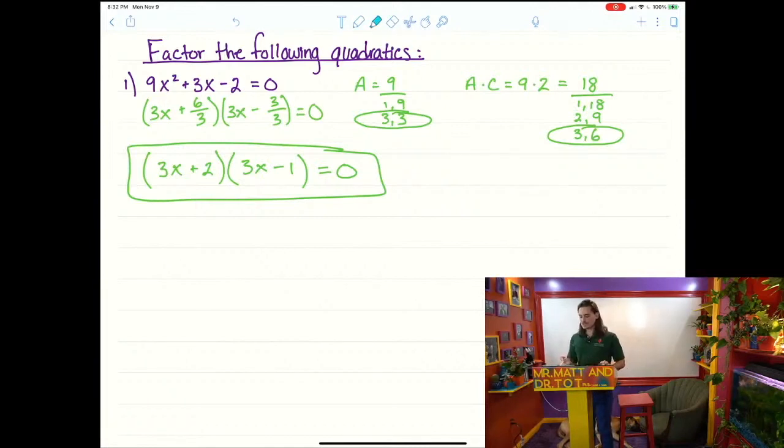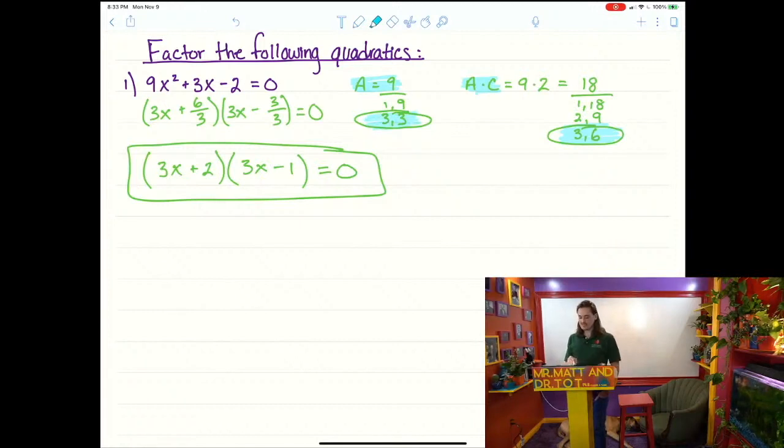Okay, so recognizing that our a value is equal to 9, we're going to find the factored pairs of a. So our factors of 9 are 1 and 9, 3 and 3. Our factors of a times c is 9 times 2, which is 18. So our factors of 18 are 1 and 18, 2 and 9, 3 and 6. Notice that a positive 6 and a negative 3 will give us a positive 3, which is our b value. And also notice that 3 and 3 will work with the factors 3 and 6.